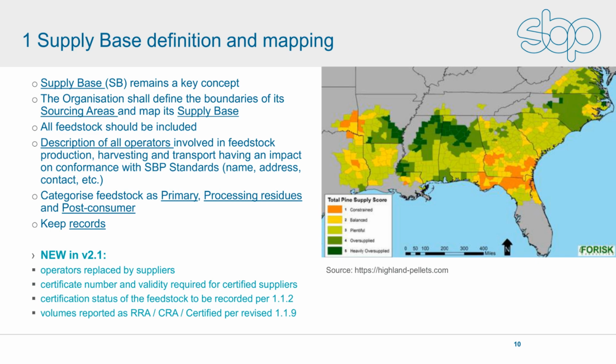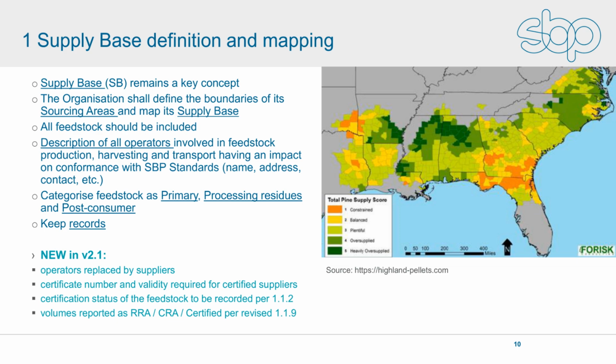Now that the key concepts are clear, let us look at the actual requirements of Section 1, what the organization has to do to define and map its supply base. The supply base is the central concept in Standard 2. It covers all the relevant suppliers and stages in the biomass supply chain, from the place of harvesting or generation through to the organization's own operations.